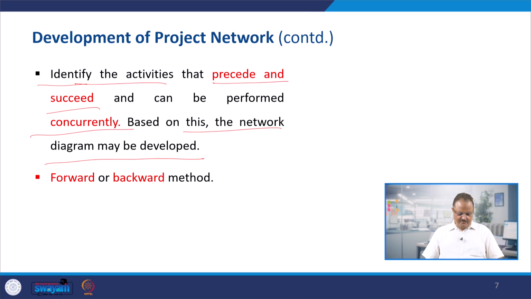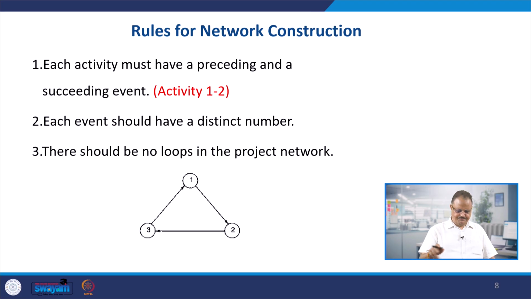Some activity may be performed concurrently, and after that we will develop the network diagram, and we can follow the forward or the backward method for developing the networks. Either you start from the first event and go up to the last event, or in the backward process you start from the last event or activity and come back to the first. Either way you can develop the structures. Now, the rules for the network construction.